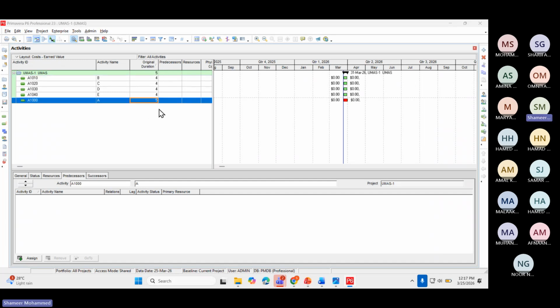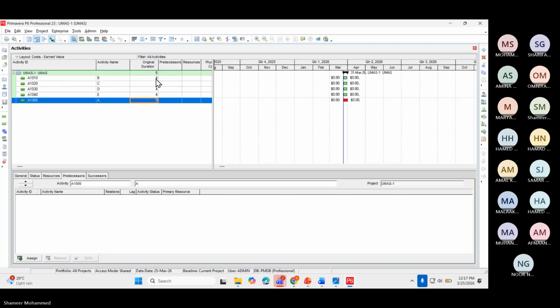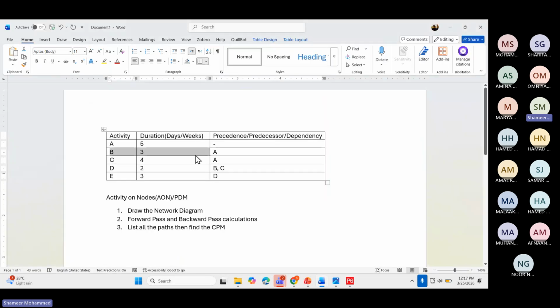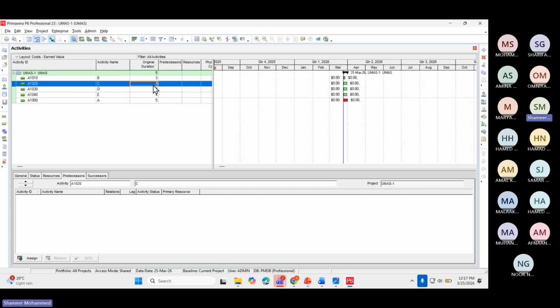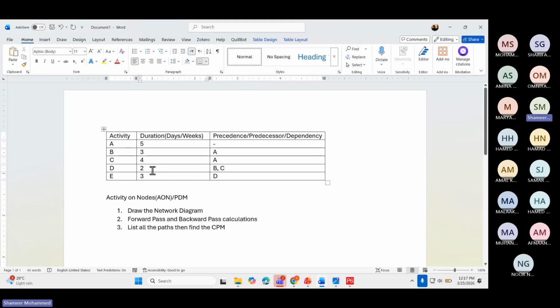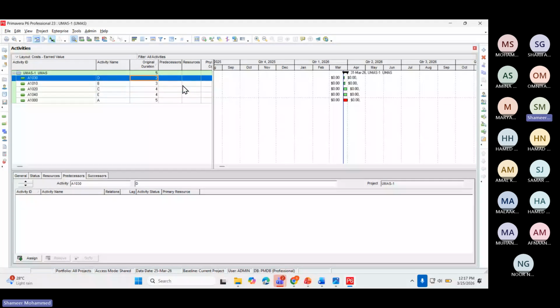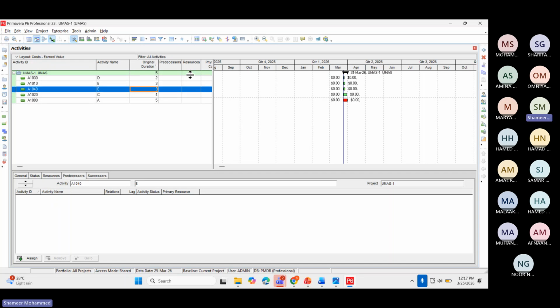For A. Then for B, how much? 3 days. Where is B? This one. 3 days, right? Then for C, 4 days. Where is C? Yeah, already 4. Then for D, 2 days. Then for E, 3 days, right? So these are my activities I have done. I have entered this column. I have entered this data.